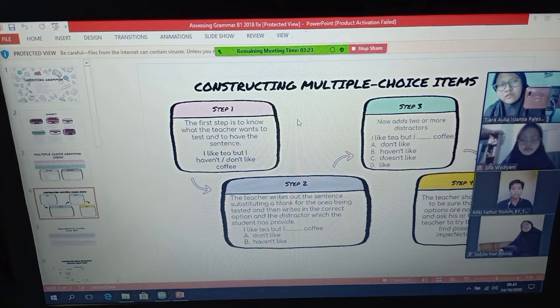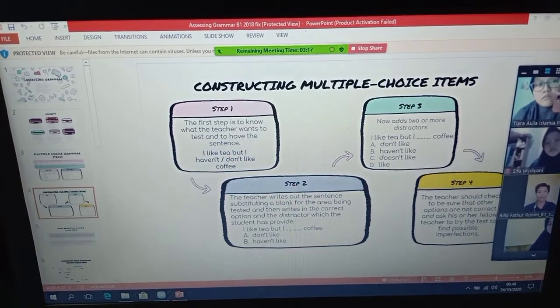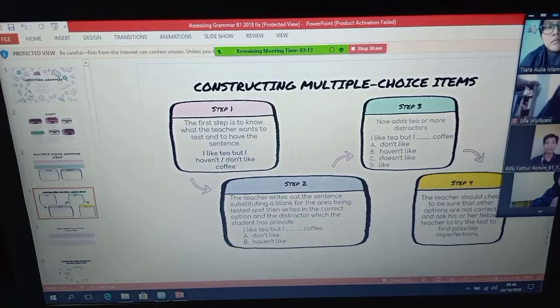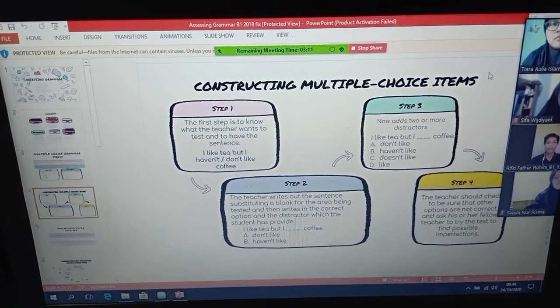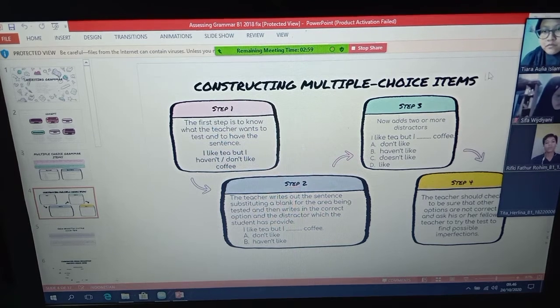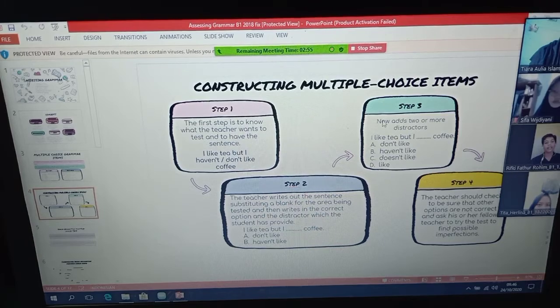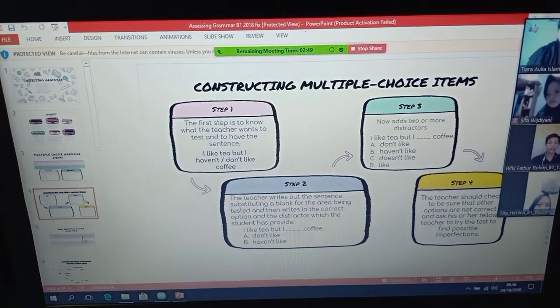And the last step is the teacher should check to be sure that other options are not correct and ask his or her fellow teacher to try the test to find possible imperfection. Maka yang terakhir ini guru harus mengecek kembali untuk memastikan pilihan yang lain itu tidak benar dan meminta teman guru untuk mencoba tes tersebut untuk menemukan adanya ketidaksempurnaan dalam tes tersebut. Thank you. Kembali ke moderator.